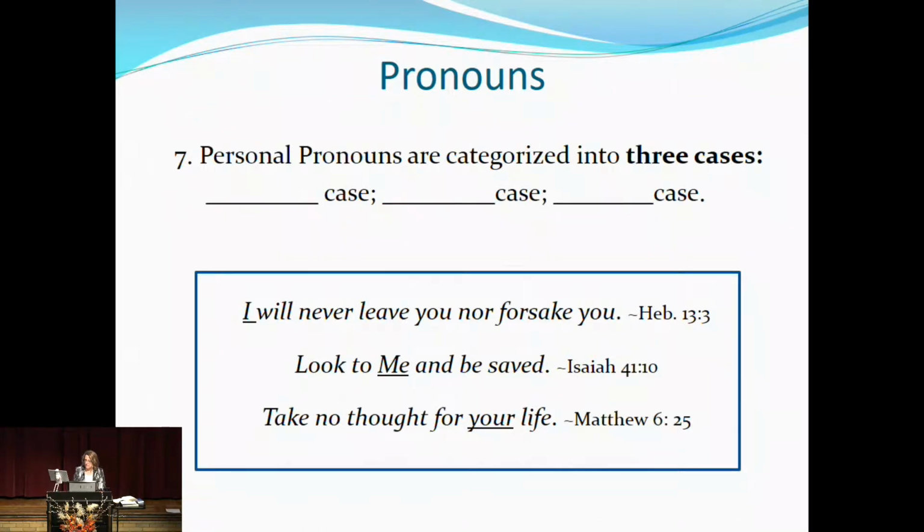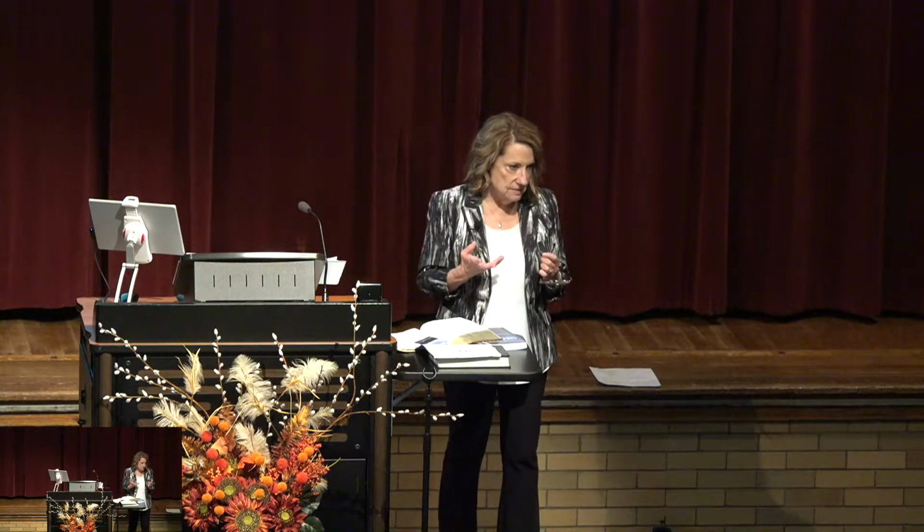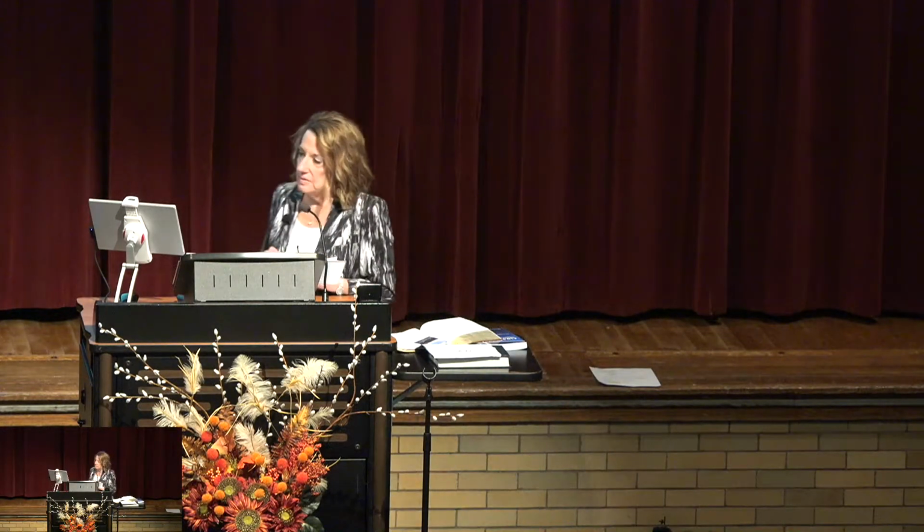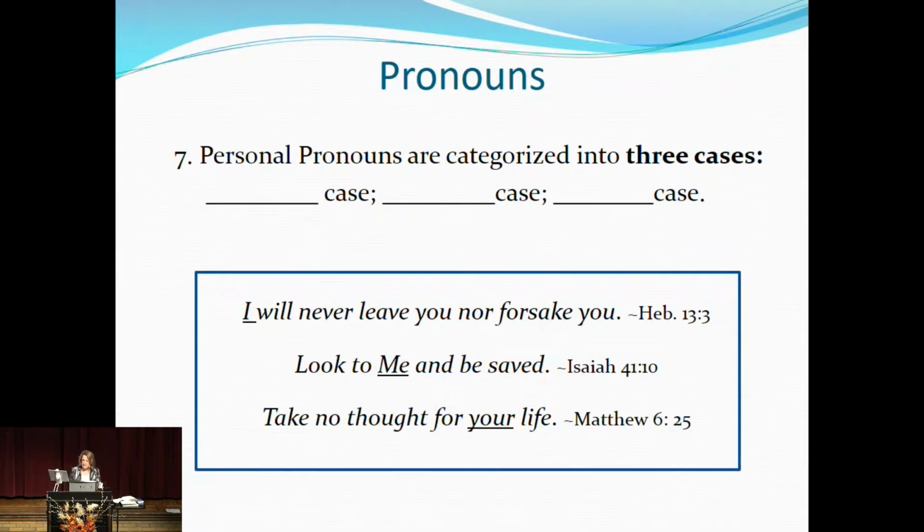There is an example of what case? Possessive case, because it's referring to what type of life? Your life. And it's also being very descriptive, so it's really considered like a possessive adjective, isn't it? Because it's describing what type of life. So we see the pronouns, again, function in different capacities and in different forms.